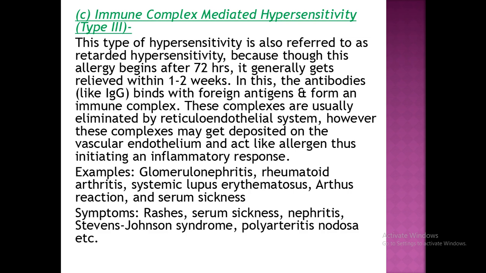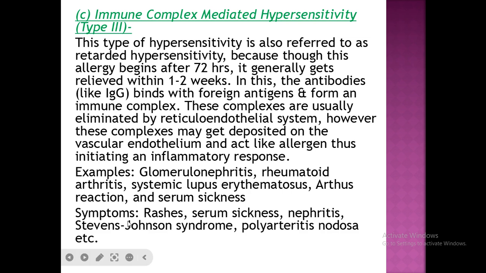Examples: glomerulonephritis. So, the glomerulus and the nephrons are inflamed. In glomerulonephritis, we can observe an inflammation of the glomerulus and the nephrons. Rheumatoid arthritis, inflammation of the knee joint. Then systemic lupus erythematosus, Arthus reaction. Arthus reaction is formation of a hard, painful swelling inside at the site of injection. And serum sickness, where we can observe joint pains and fever.